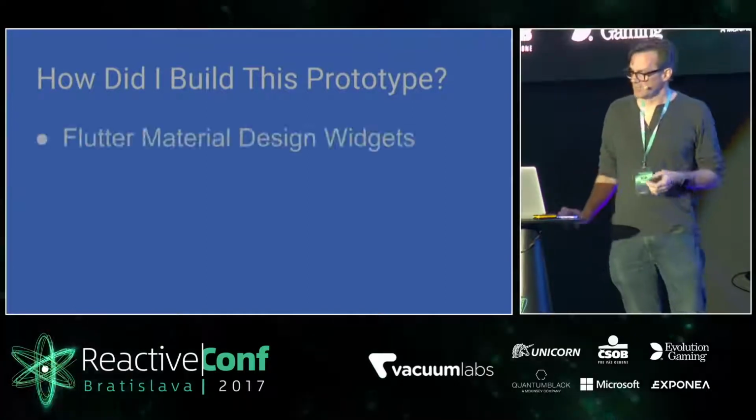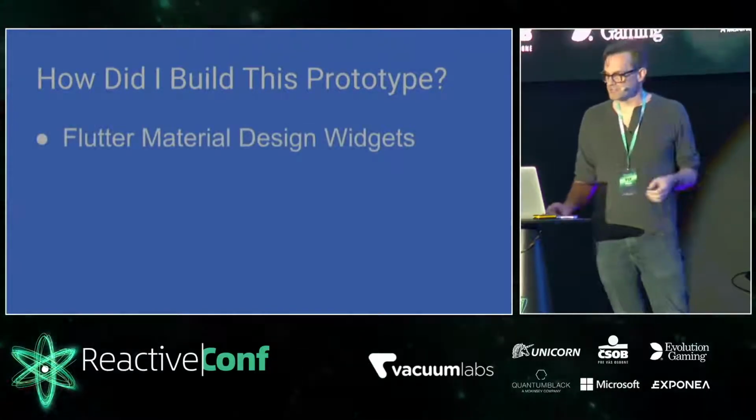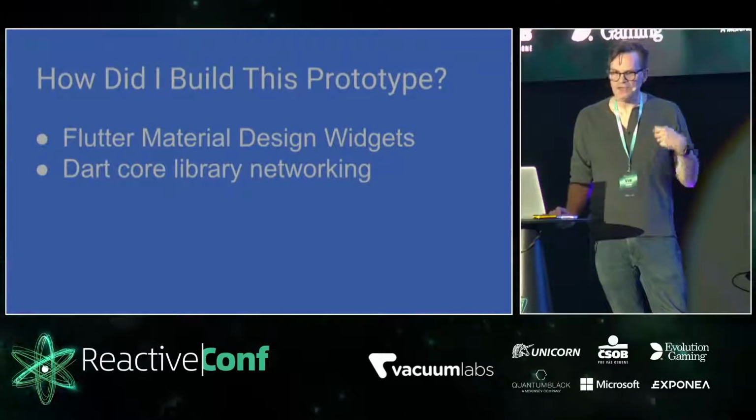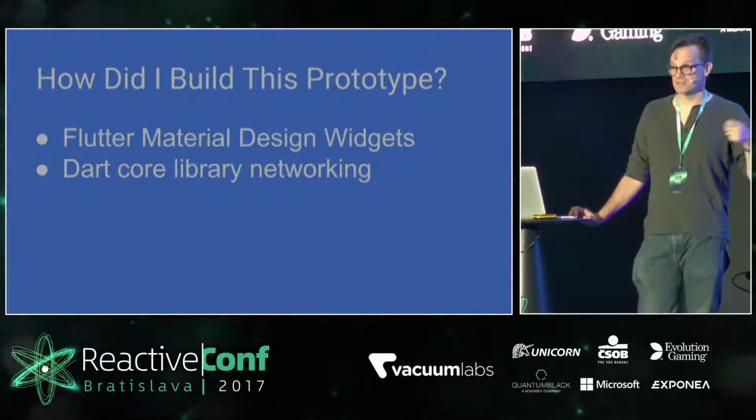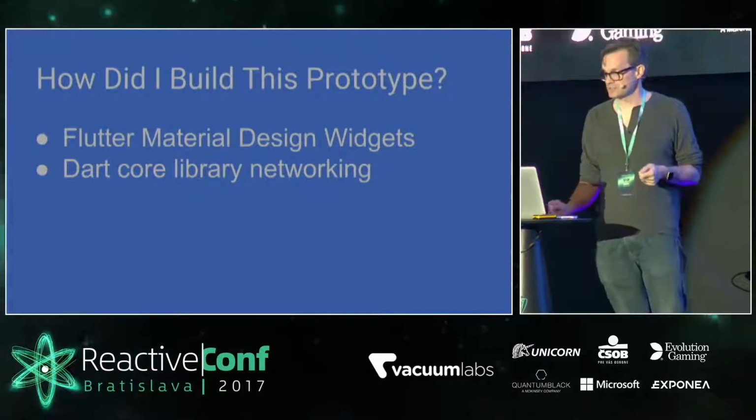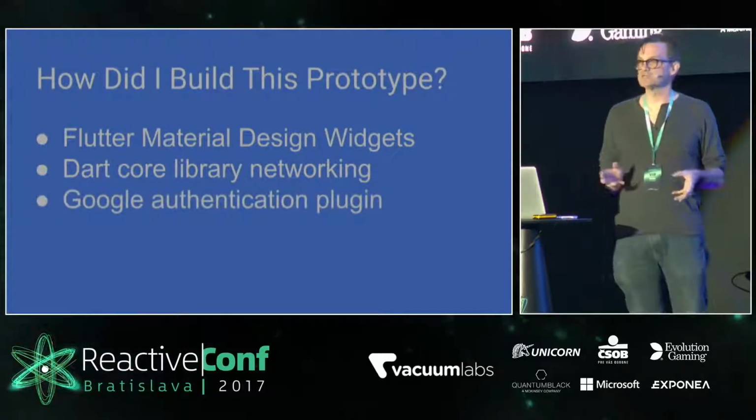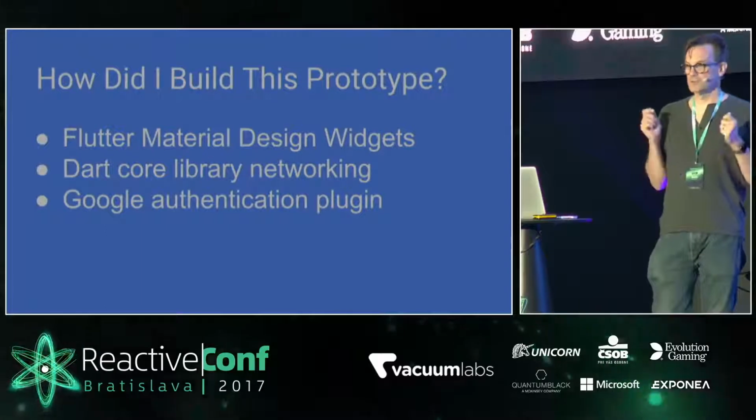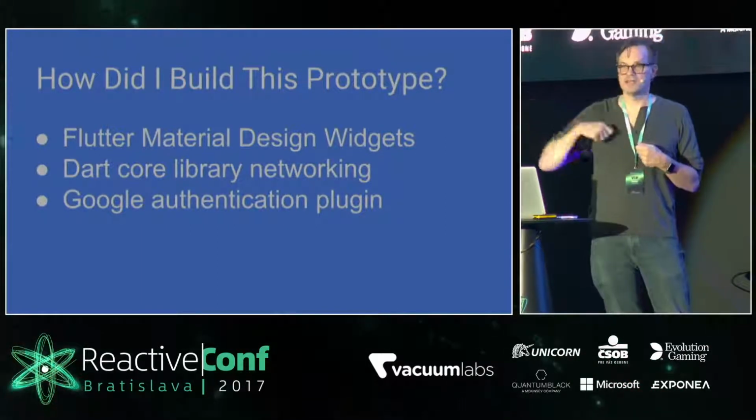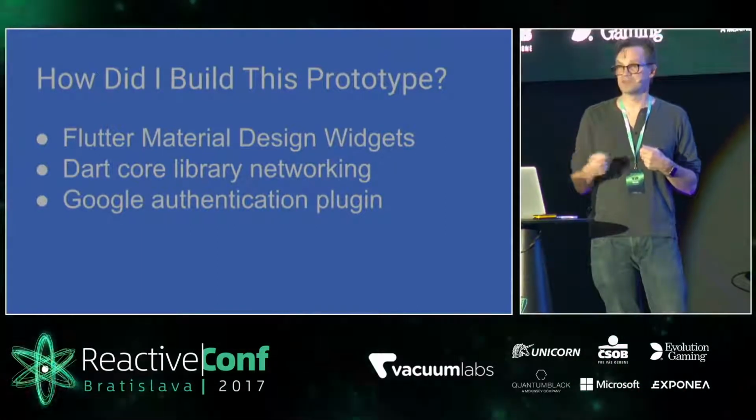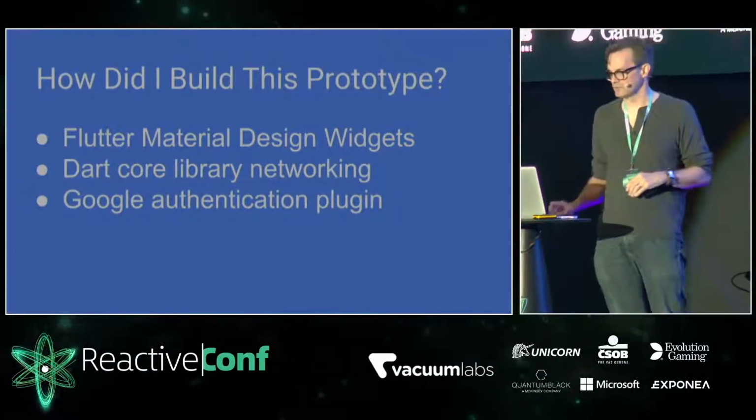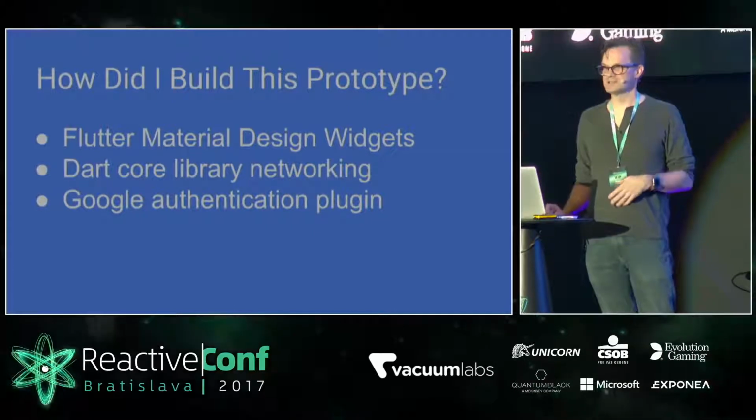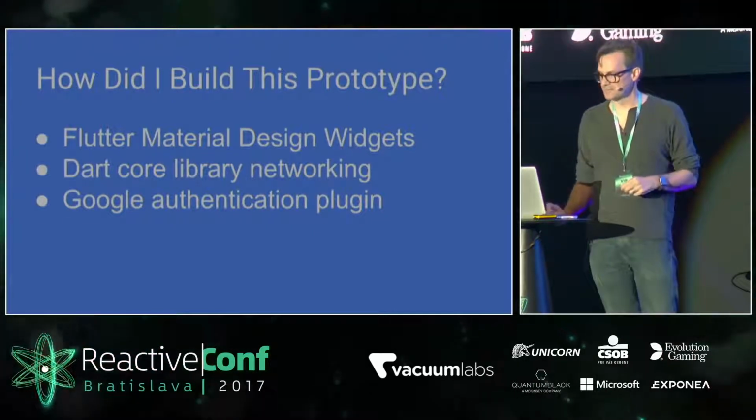So how'd I build the prototype? I started with the out-of-the-box widgets. I used the core library for HTTP to do the networking, to do authenticated HTTP fetches against our production servers. I used the Google authentication plugin. So if you want to have your users authenticate to their Google services, you would use the same plugin that I did for the prototype, and it pulls up the permissions page that they have to agree to and all of that. You don't have to write any of that stuff yourself. You just get the correct token back.